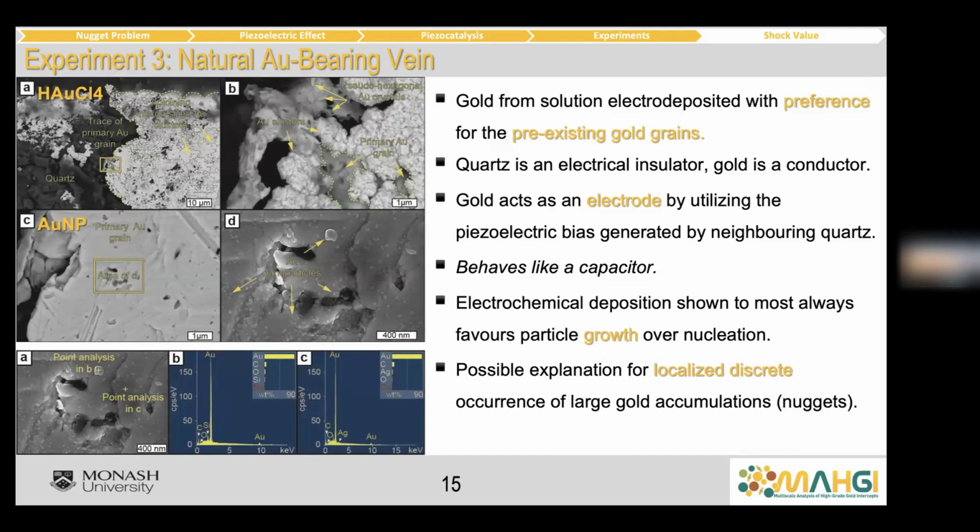These cauliflower, crusty looking things here, that's all gold that's come from the chlorine solution. And you can see the primary gold grain that was behind it. Even on this zoomed out one, these are primary gold grains, and there's very little being deposited outside of the trace of the existing grain, which I thought was really cool. So in this way, it kind of behaves like a capacitor. You have the quartz as a capacitor, and then the anodes, or whatever the electrodes are, are the pre-existing gold. So I think this is our best evidence for trying to explain the localized, discrete occurrence of large gold accumulation.